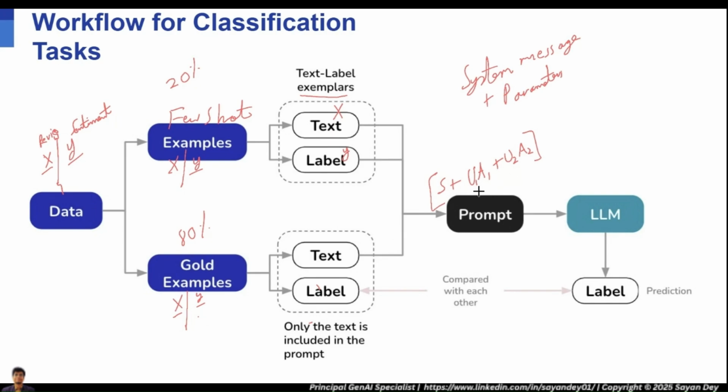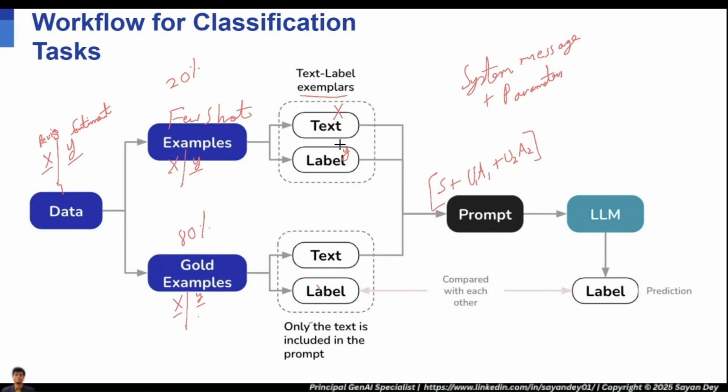Now the important part is that there are a couple of variables here. The variables are the system message itself, because there are different ways we can design it. The prompt parameters, where we can set different values. And also we can decide what kind of text-label exemplars we should have. Even this is a hyperparameter.